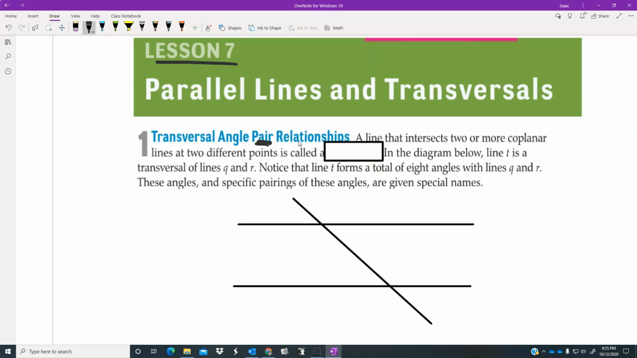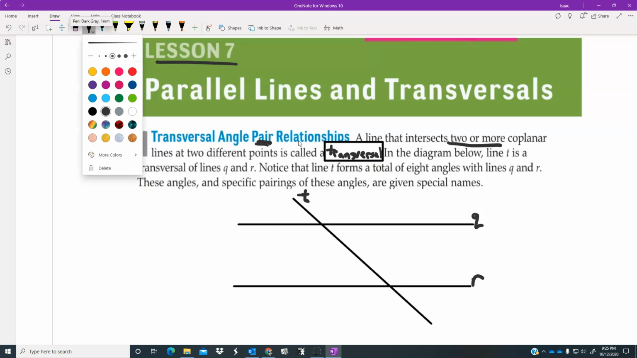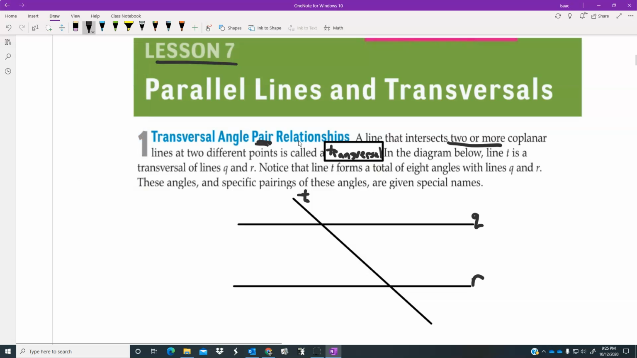Now, what they're going to give you is a description of this picture right here. A line that intersects two or more other lines at two different points is called a transversal. Okay, that's what it is. This is called a transversal. So if I label this T, Q, and R, this one right here that's labeled with the letter T happens to be what's referred to as a transversal. The word transversal, broken down, basically means that it traverses, it crosses the two individual lines.